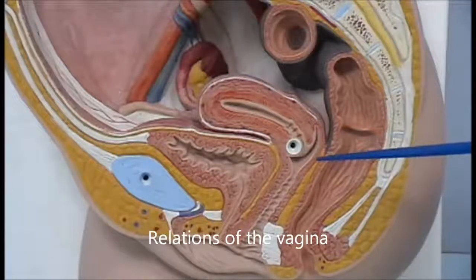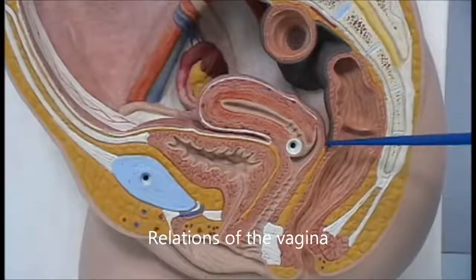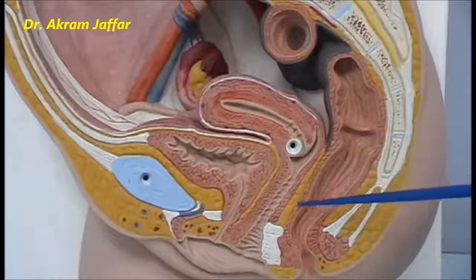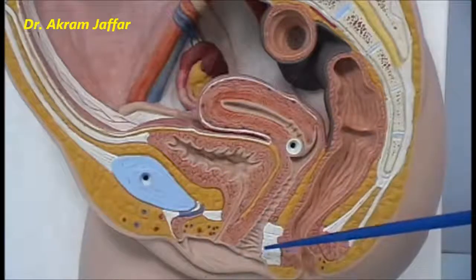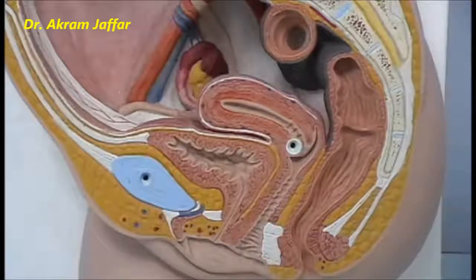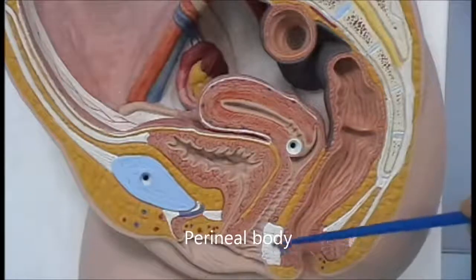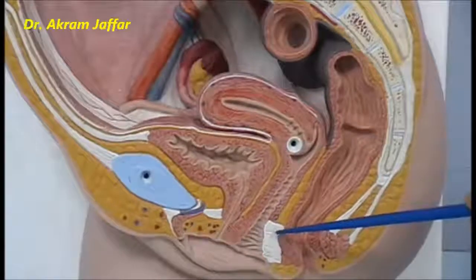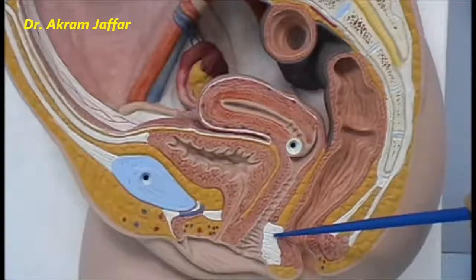If we look at some important relations, again I repeat that the upper part of the vagina posteriorly is related to the recto-uterine pouch, and then the middle part is related to the rectum, to the ampulla of the rectum, and the lower part of the vagina that is located below the urogenital diaphragm is related to the perineal body. This is the site of the perineal body. It's a fibrous mass that is well developed in the female, and it acts as an anchorage point that's very important for the stability of the vagina and the uterus.